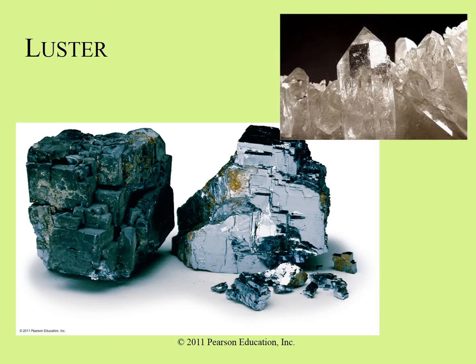Luster. Here's an example in the bottom right of metallic luster of galena, and I can tell that it's galena because it has a very prominent metallic luster, but it also has somewhat of a cubic cleavage, so you can see some cubes or some cubic nature to the structure below. The luster in the quartz crystals to the upper right is what you might call glassy, but in fact it's not. It certainly doesn't have a metallic luster.